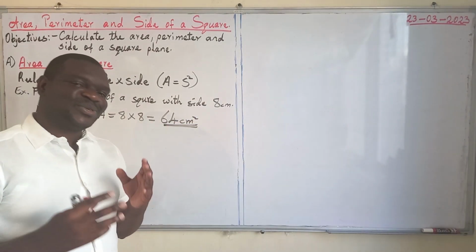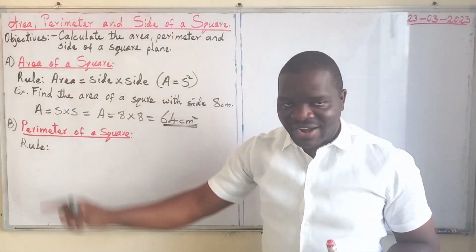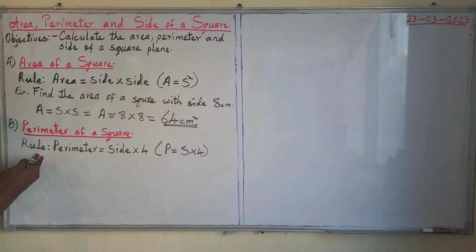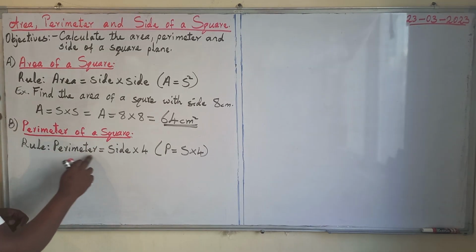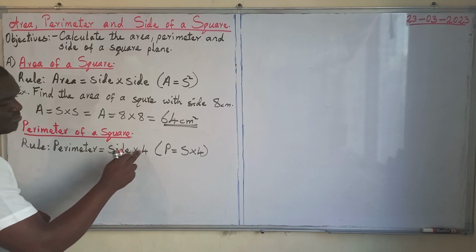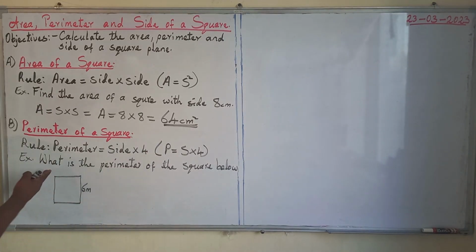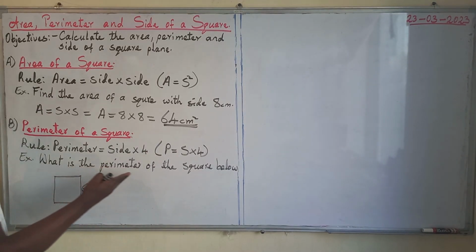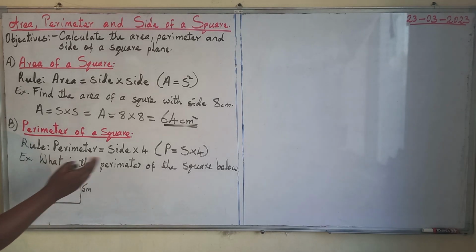Let's move on to the perimeter of a square. Perimeter simply means the distance round. Here is the rule that we can apply to solve the perimeter of a square. So the perimeter will be equal to side times 4, or P equals S times 4. Here is our example. What is the perimeter of the square below? And this is a square here. It states that the side is 6 meters. So what will be the perimeter?